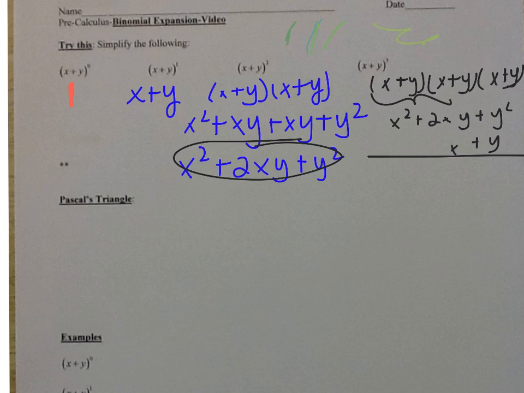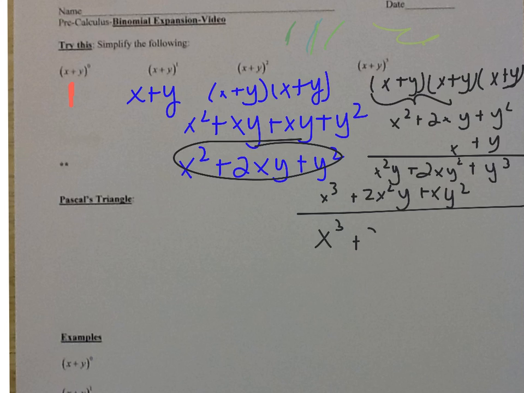So I have y times y squared is y to the third. Y times 2xy is 2xy squared. Y times x squared is x squared y. And then when I multiply x now, x times y squared would be xy squared. X times 2xy is 2x squared y. And x times x is x cubed. So when I add them down, I get x to the third plus 3x squared y plus 3xy squared plus y cubed. So now what if I wanted to keep going?